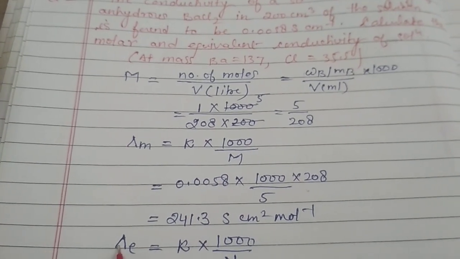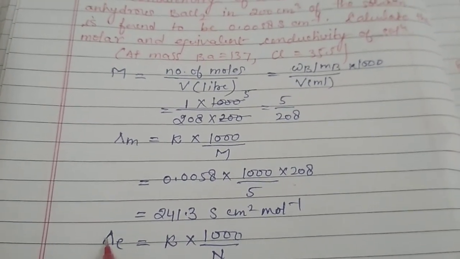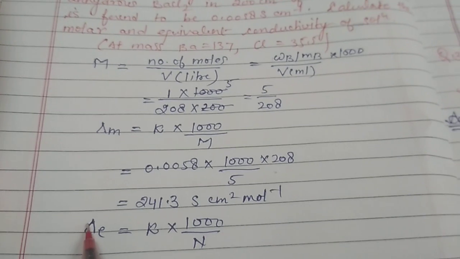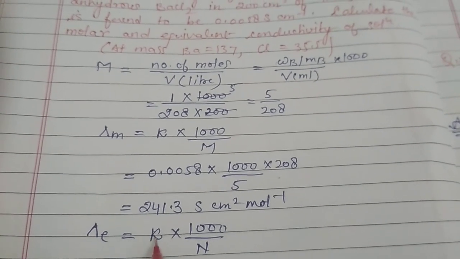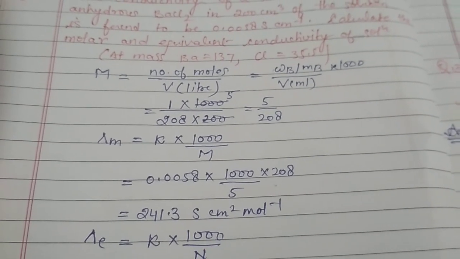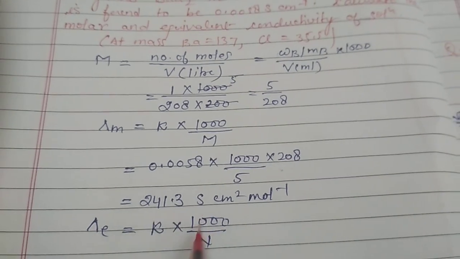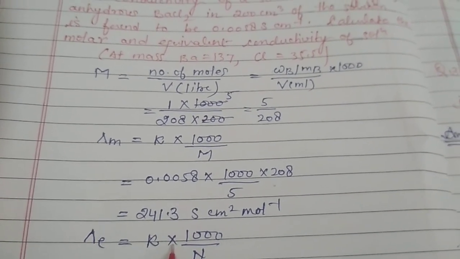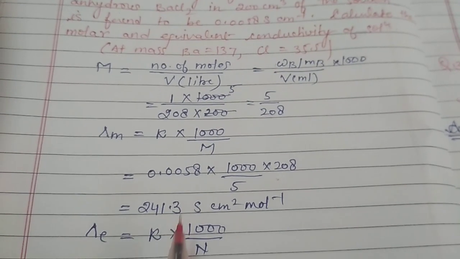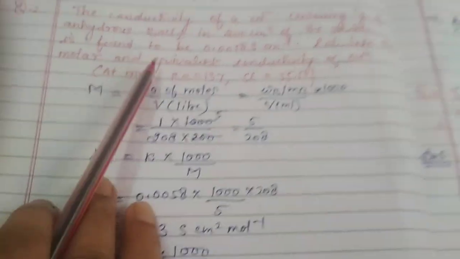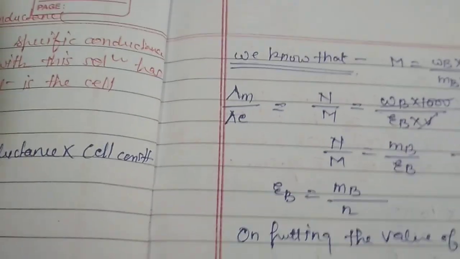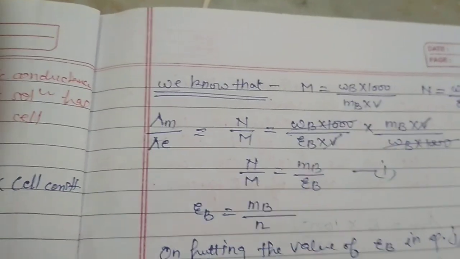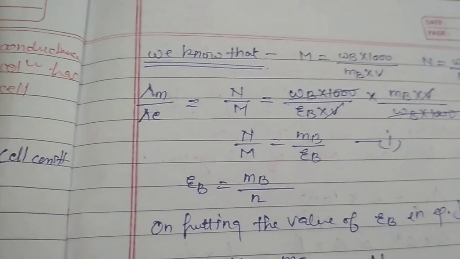Now let's see how to calculate the equivalent conductivity. We are having the formula lambda E is equal to kappa into 1000 upon N. So either we can calculate the normality or we can use the relationship which we have studied in chapter number 1, that normality upon molarity is equal to n factor.